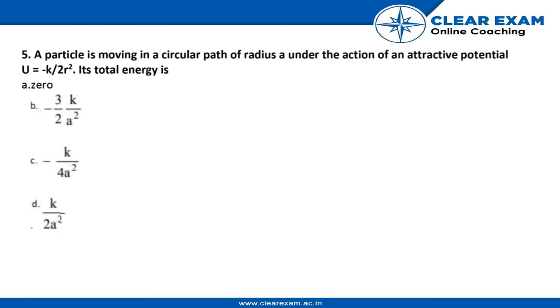Hello everyone, we're going to start with question number 5. It states that a particle is moving in a circular path of radius A under the action of an attractive potential energy which is minus k by 2r square. The total energy is, therefore we will find the centripetal force first and then equate with the given potential energy.